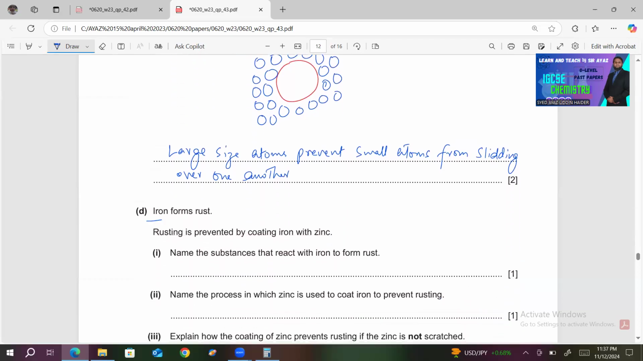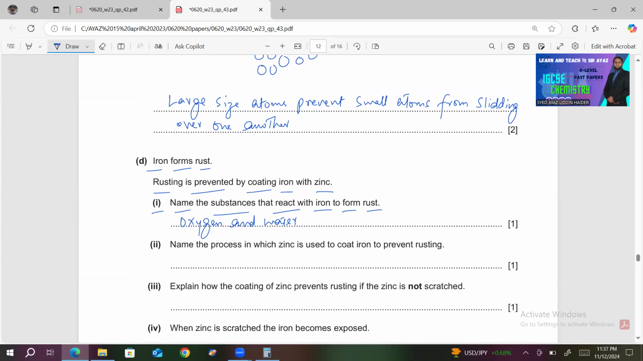D. Iron forms rust. Rusting is prevented by coating iron with zinc. Number 1, name the substances that react with iron to form rust. It's oxygen and water. So you write oxygen, and both water and oxygen is important. You can't only write water or oxygen. You have to write both of these.